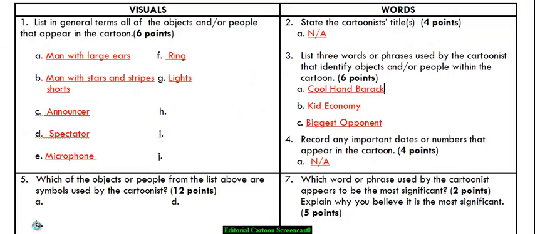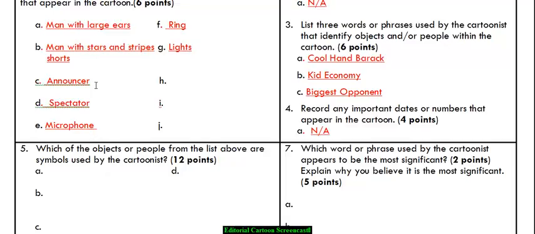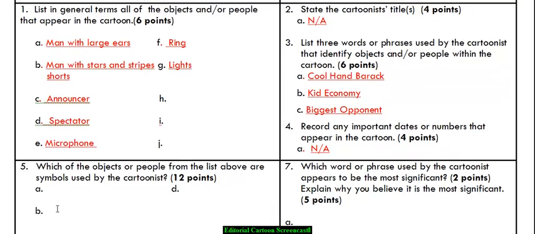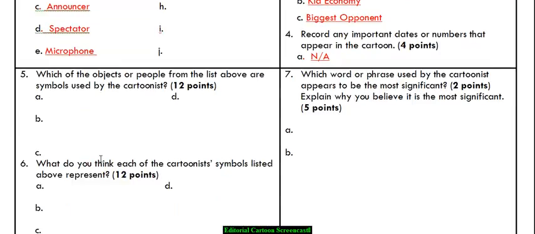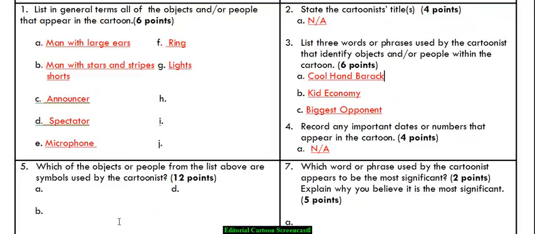So we go back to our analysis worksheet, and these letters between 1 and 5 do not need to match up, but between number 5 and 6 will need to match up, and you'll see here shortly why that's the case. So all we're going to do is take exactly what we wrote in number 1 and bring it down here. So we believe the man with the large ears symbolizes something.